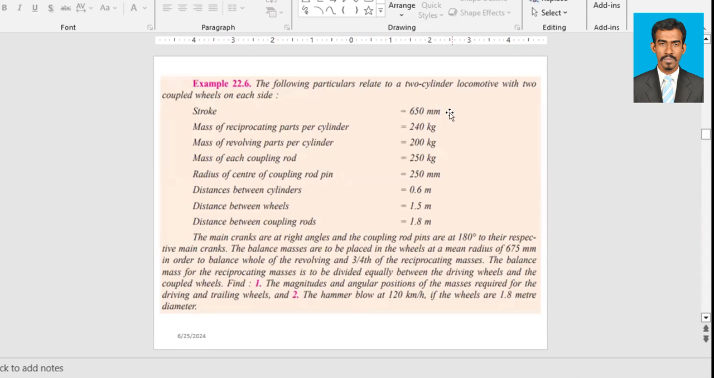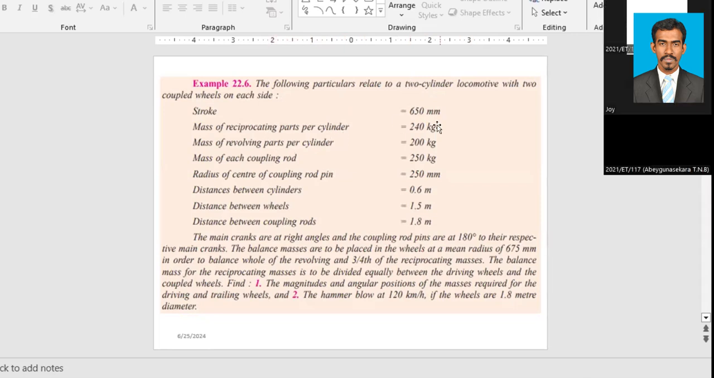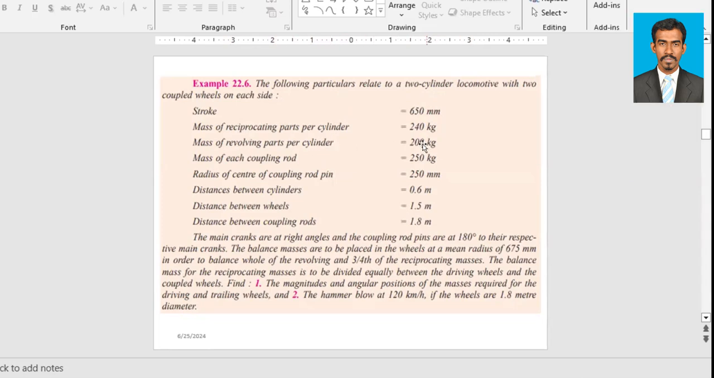Stroke length 650 millimeter. Mass of the reciprocating parts per cylinder 240 kilogram. We need to consider these terms very carefully. It's the mass of reciprocating parts per cylinder, and it's a two-cylinder locomotive. So the reciprocating parts is 240 kilogram, and the mass of revolving parts is 200 kilogram. Mass of each coupling rod is 250 kilogram. We have two coupling rods on both sides, 250 kilogram each one.